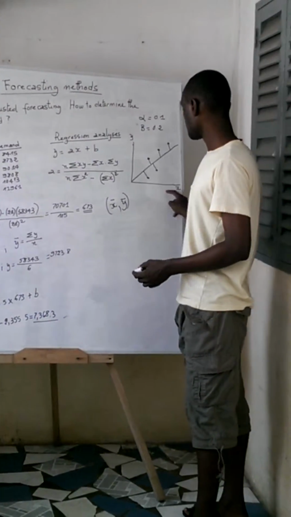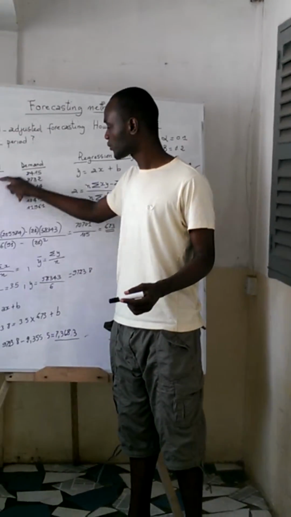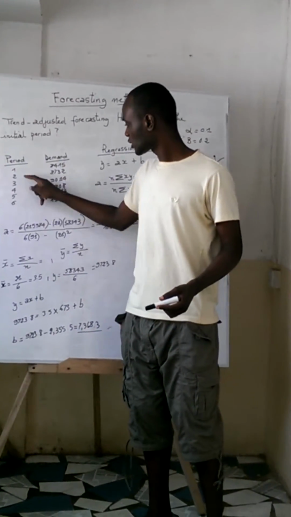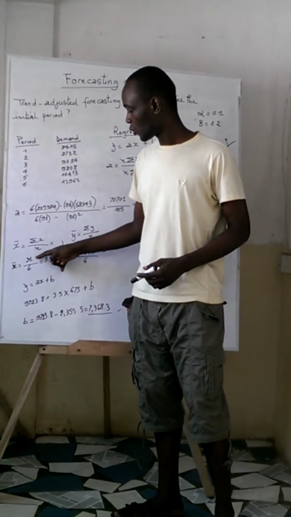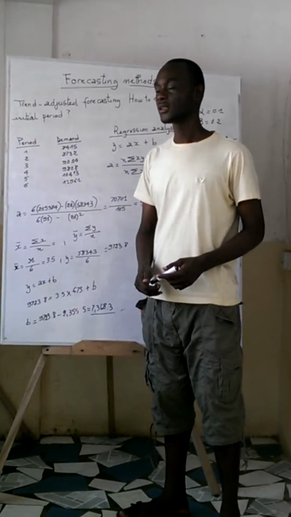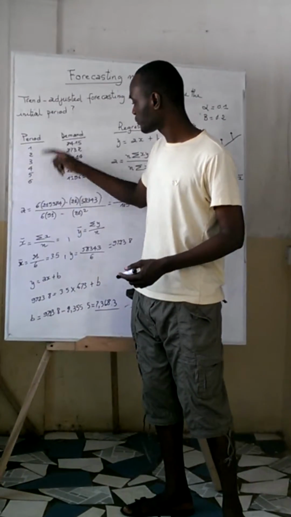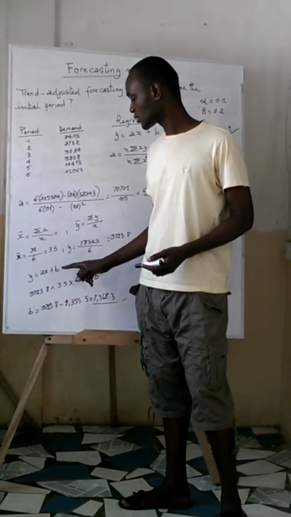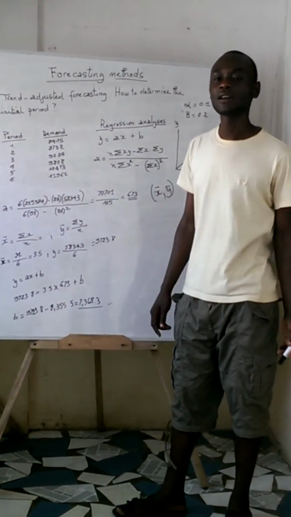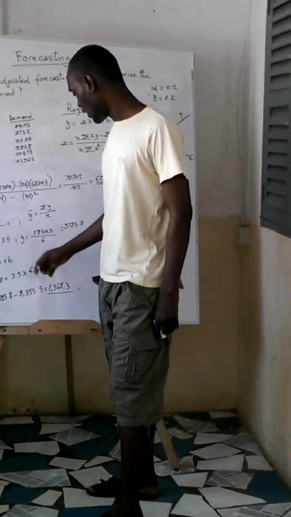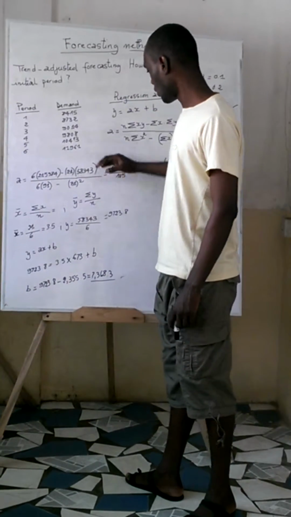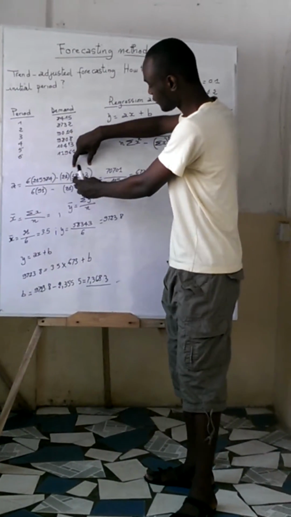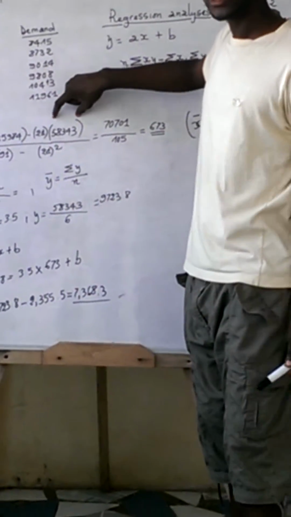This is X, and this X represents the period. So the sum of these periods totals 21, and 21 divided by the number of periods, which is 6, is equal to 3.5. Okay? Now, let's calculate Y bar. Y bar is the sum of Y divided by N. So we already calculated the sum of Y right here.